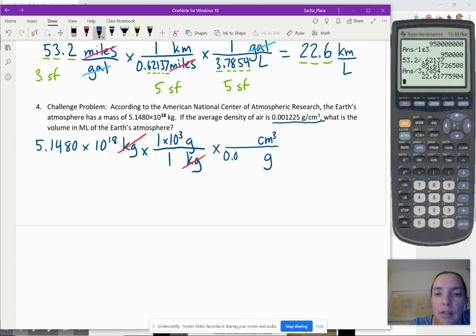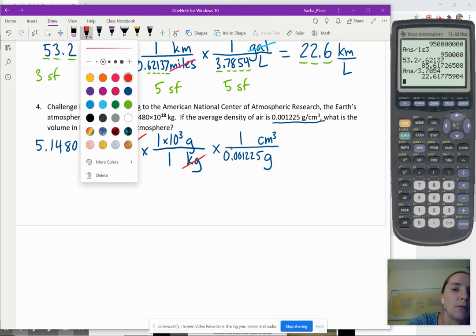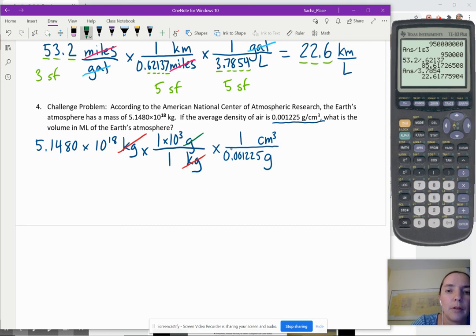There are 0.001225 grams in every 1 centimeter cubed. That density is being used as a unit conversion factor. So that lets me get rid of the grams. And now I have centimeters cubed. And that's awesome because it's a unit of volume. So now I can head for megaliters. I want to get rid of centimeters cubed and somehow get to megaliters.